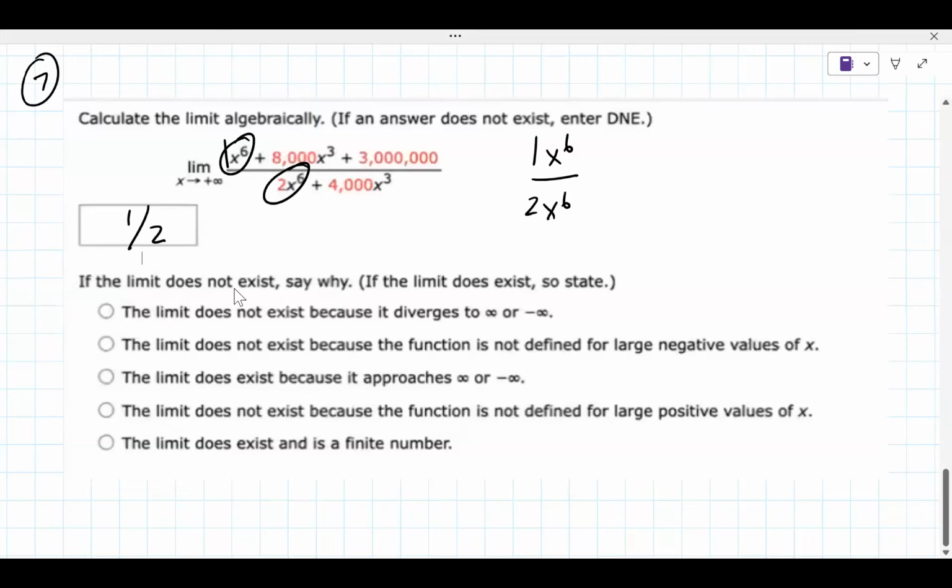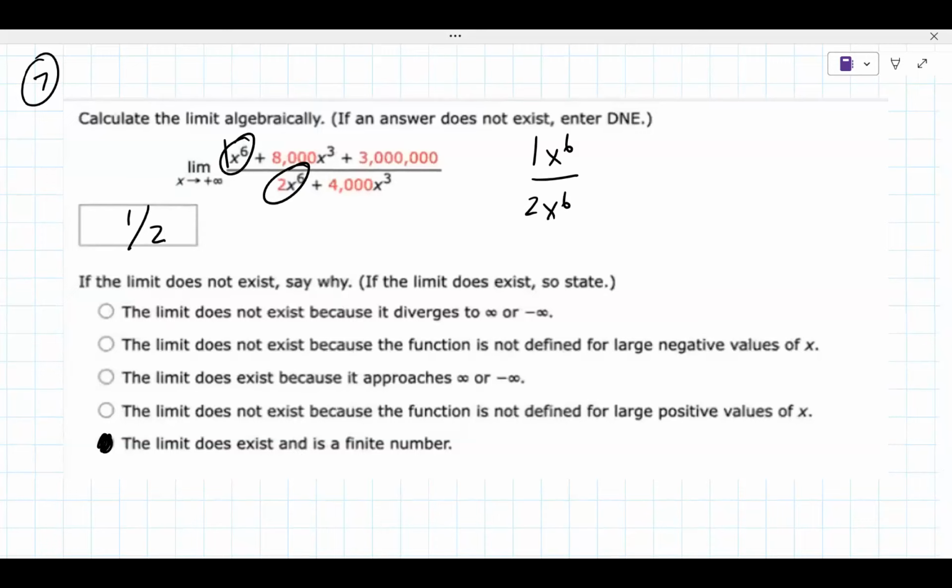If the limit does not exist, say why. Well, the limit does exist and is a finite number. Got it. Yeah, that was correct for both. It checks for the two-parter. Okay, I guess I'll try the next one, 8.